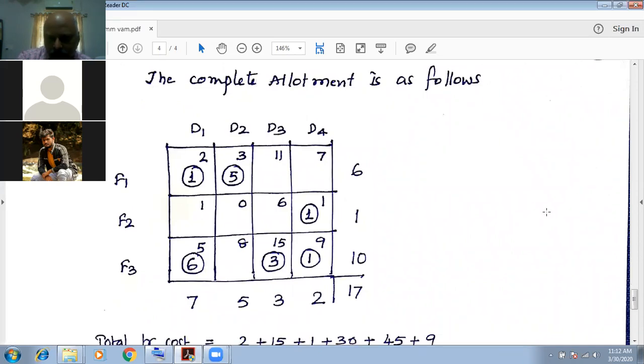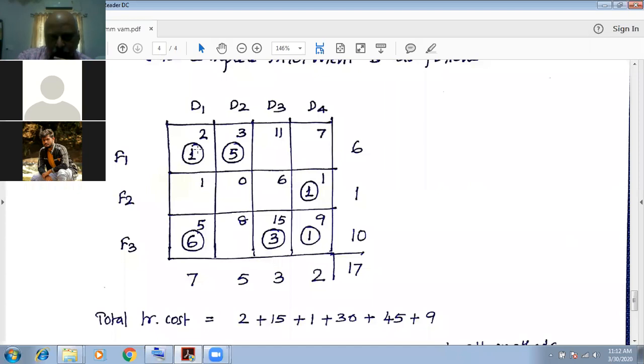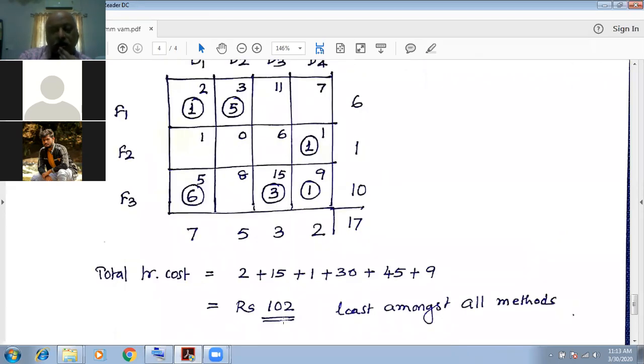Now, what has happened to the cost, you see here? 2 into 1, 2. 5 into 3, 15. 6 into 5, 30. 1 into 1, 1. 15 into 3, 45. 9 into 1 is 9. What has happened to the cost? Rupees 102,000. So this method has given you the least amongst all the methods.